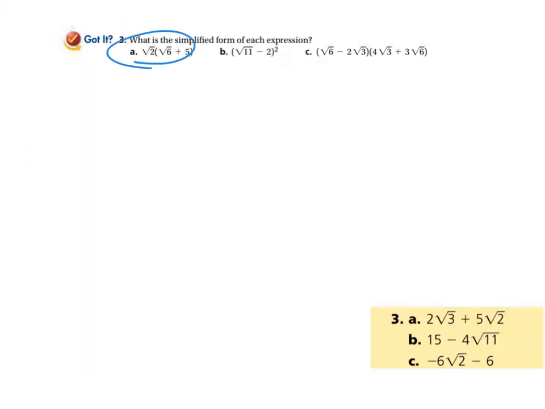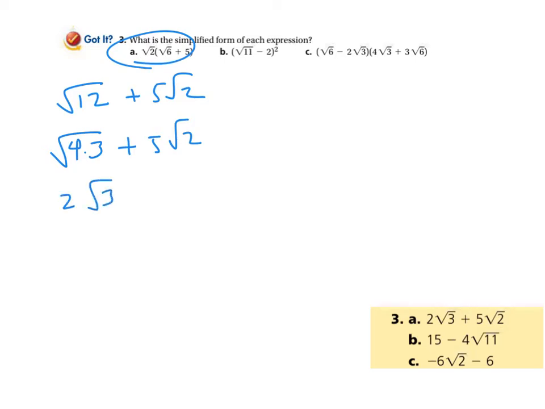Again, we said we can distribute this. So we get square root of 2 times square root of 6 is the square root of 12, plus 5 square roots of 2. Obviously, we're taking a look here, square root of 12 is not in simplest form, so that is important. Inside there is 4 times 3, so it's a square root of 4 times 3 plus 5 square roots of 2. Come along for the ride. 4 comes out as a 2, so 2 square roots of 3 plus 5 square roots of 2.